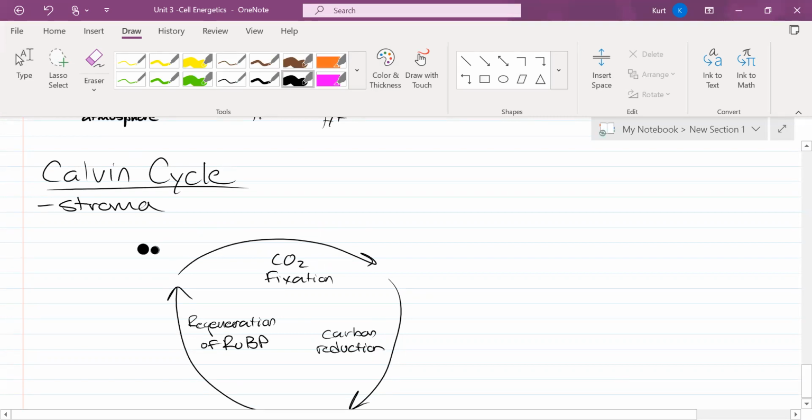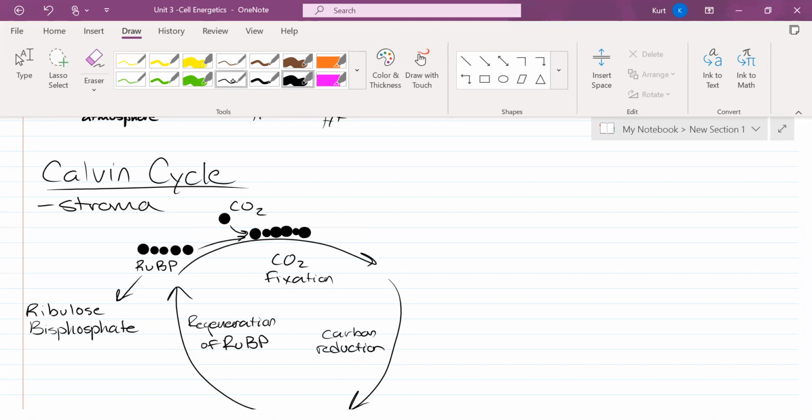We have 1, 2, 3, 4, 5. 5 carbons. This is RuBP, a 5-carbon molecule. If you really want to know the name of RuBP, it stands for ribulose bisphosphate. Ribulose bisphosphate will combine with CO2. You should know that CO2 is 1 carbon molecule. So 1 plus 5 results in 1, 2, 3, 4, 5, 6. A 6-carbon molecule. This process happens because of the enzyme Rubisco.